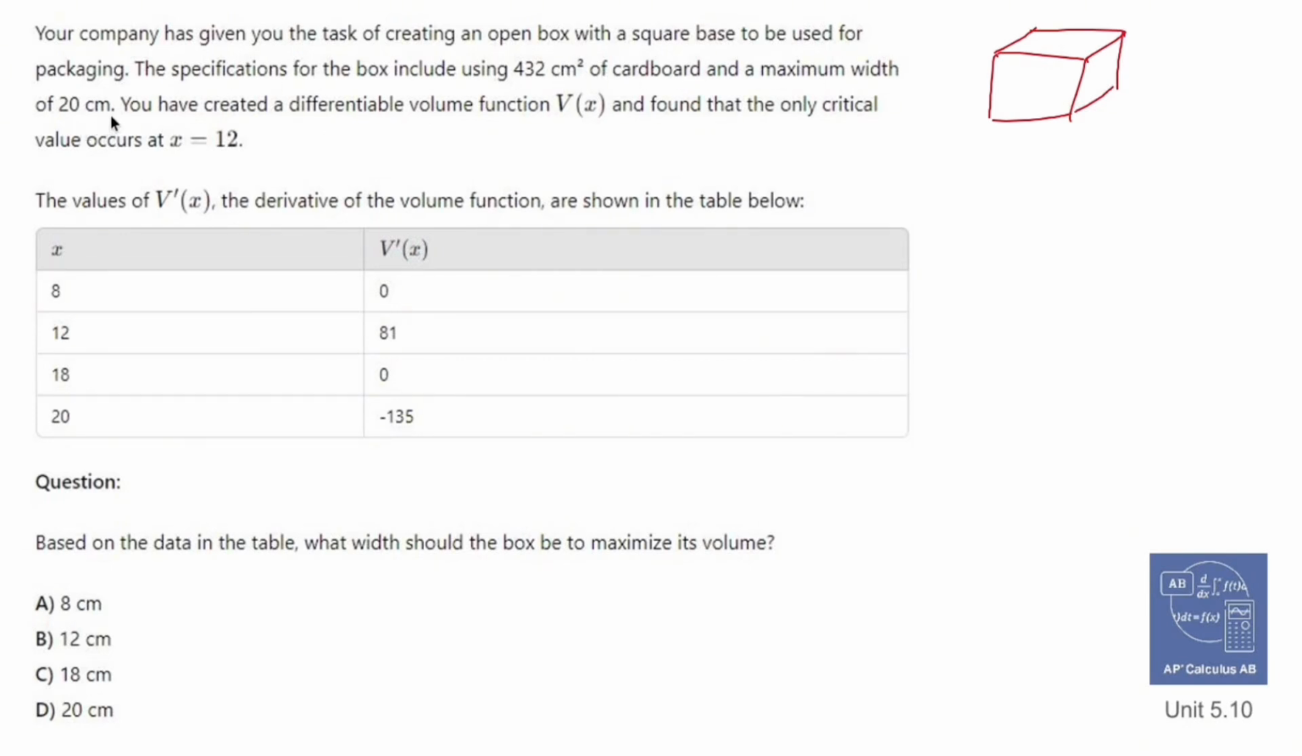Great. You have created a differentiated volume function and found that the only crucial value, or I guess critical point, occurs at x equals 12. Interesting. The values of V prime, the derivative of the volume function, are shown in the table below.